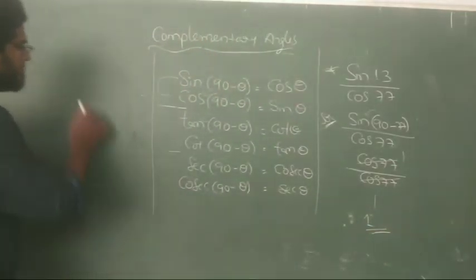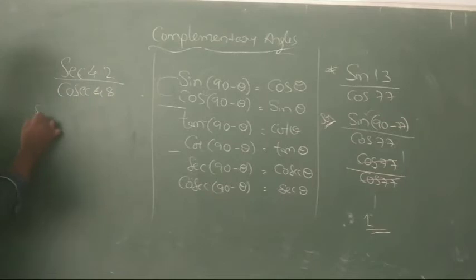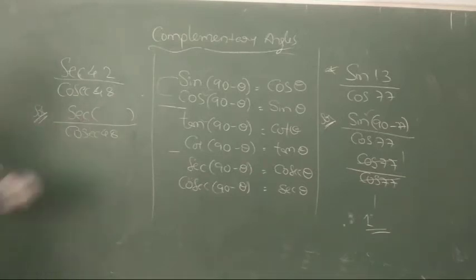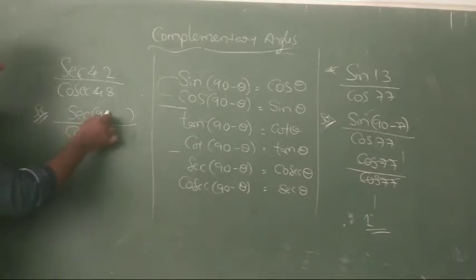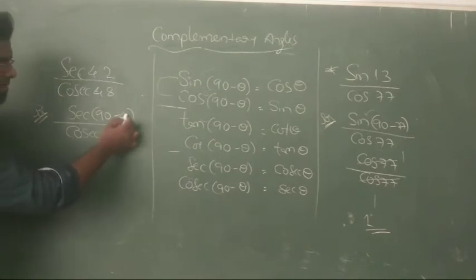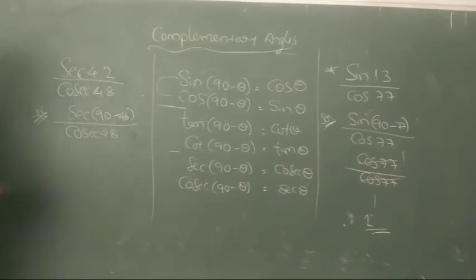Example, another question: sec 42 by cosec 48. Now the solution starts. What I told you: first write the denominator as it is. Don't change the denominator. Now write the numerator as it is, but instead of the 42, I am taking the bracket. Now apply the complementary, 90 minus. Instead of this theta, write this 48. Now 90 minus 48, we again get the 42 only.